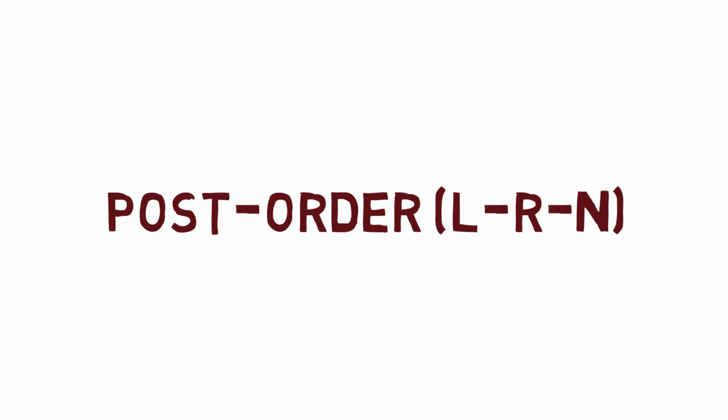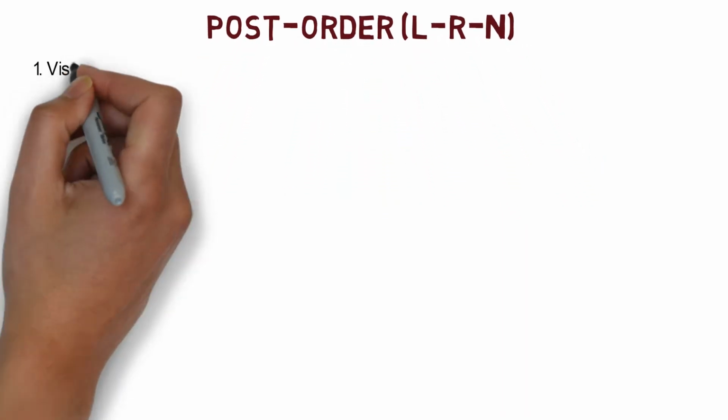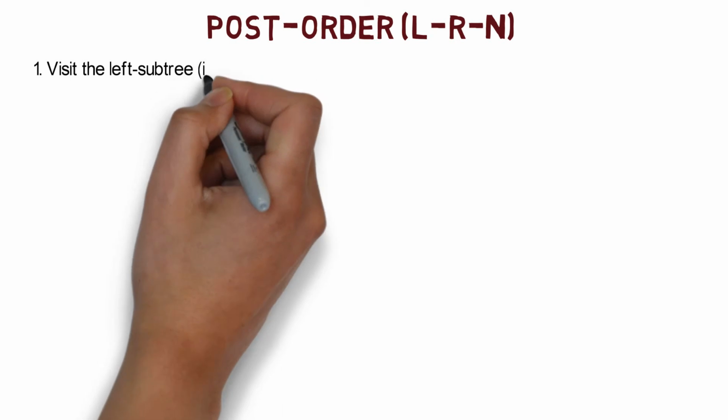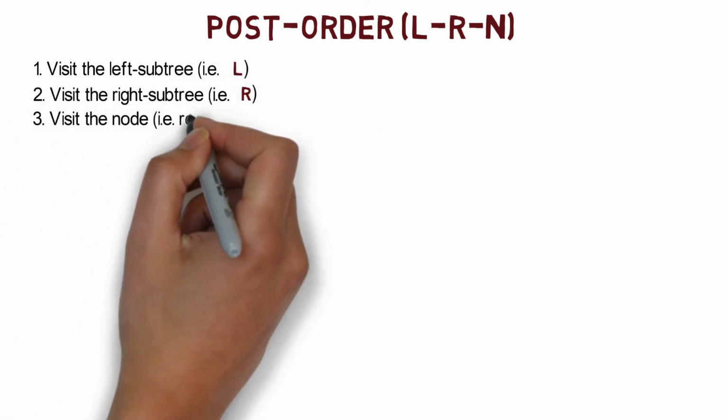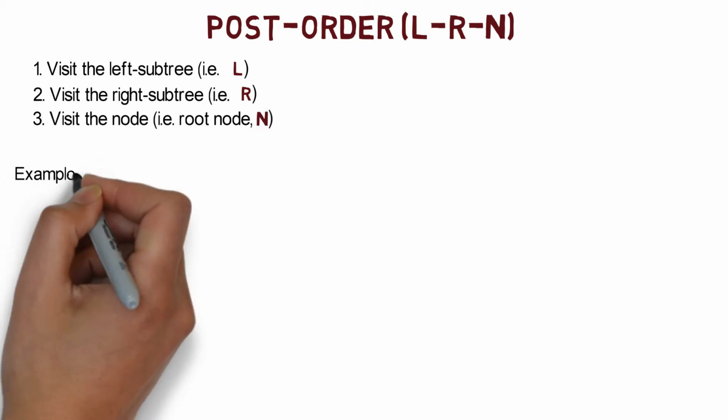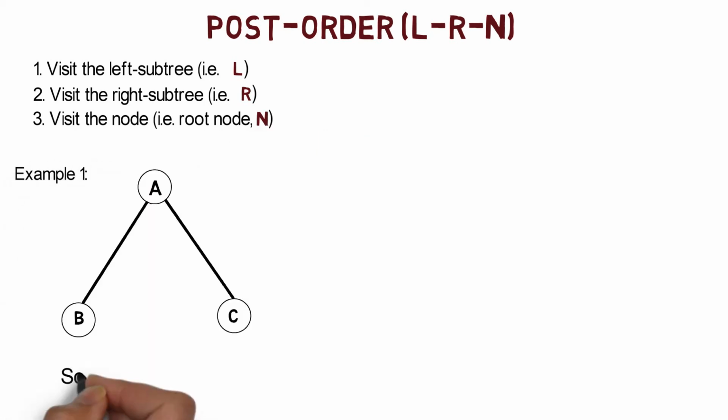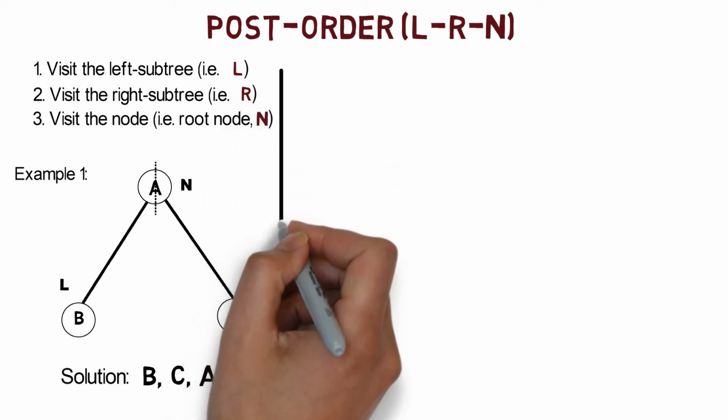Alright, PostOrder Traversal. With the PostOrder, the traversal is done in this manner. First visit the left subtree, if there's any. Then we visit the right subtree, if there's any, before finally visiting the root node. Let's take an example. To traverse this tree, we are going to have BCA. Very simple. Now example 2.